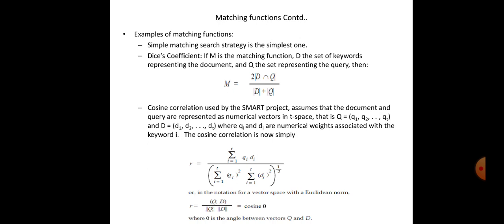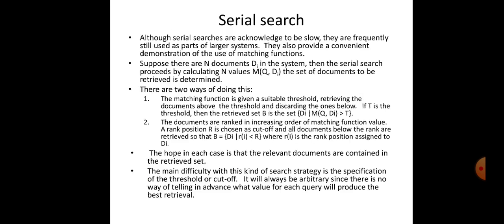Or in vector space notation, we can rewrite this equation as R equal to Q·D divided by |Q| into |D|. Here you can see the cosine similarity is the dot product of two vectors divided by the product of their magnitudes. That is cosine theta, where theta is the angle between the vectors Q and D. So these are some examples of matching functions that we can use to find the similarity between a query and a document.